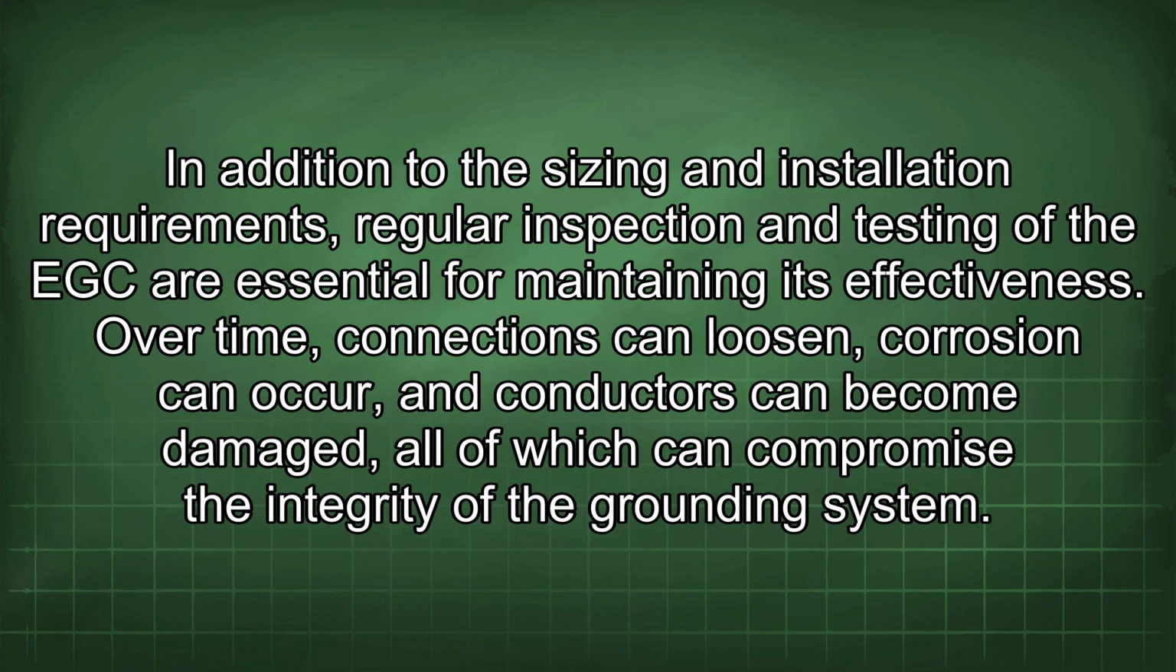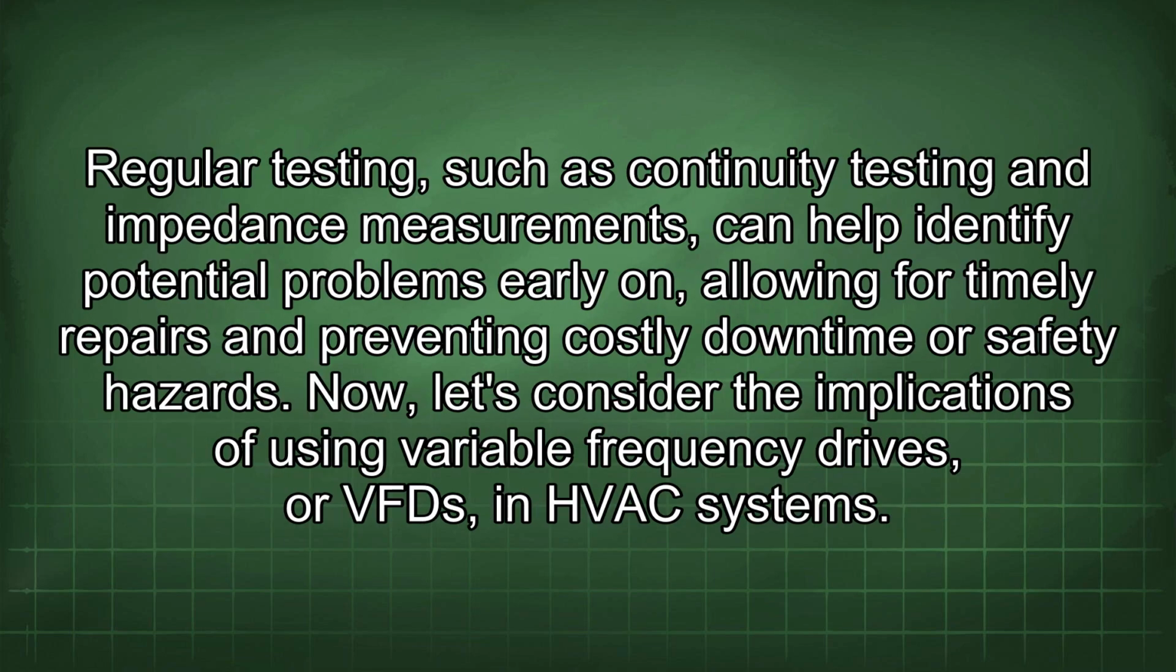In addition to the sizing and installation requirements, regular inspection and testing of the EGC are essential for maintaining its effectiveness. Over time, connections can loosen, corrosion can occur, and conductors can become damaged, all of which can compromise the integrity of the grounding system. Regular testing, such as continuity testing and impedance measurements, can help identify potential problems early on, allowing for timely repairs and preventing costly downtime or safety hazards.